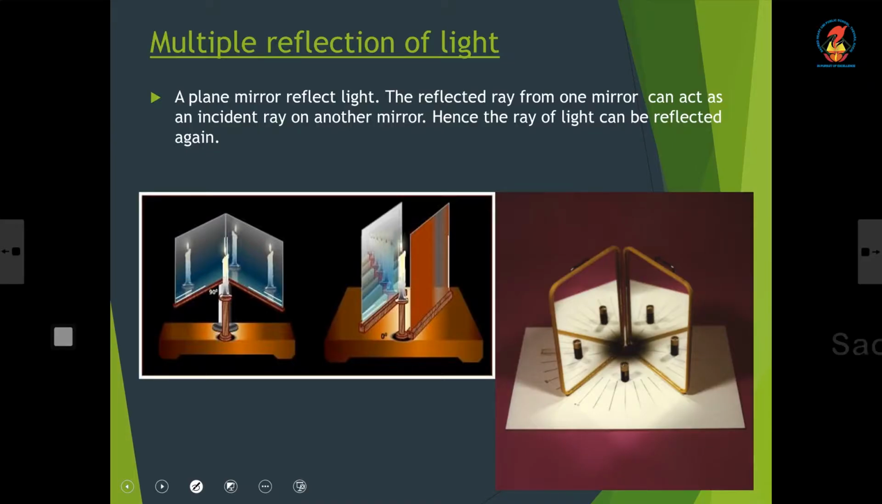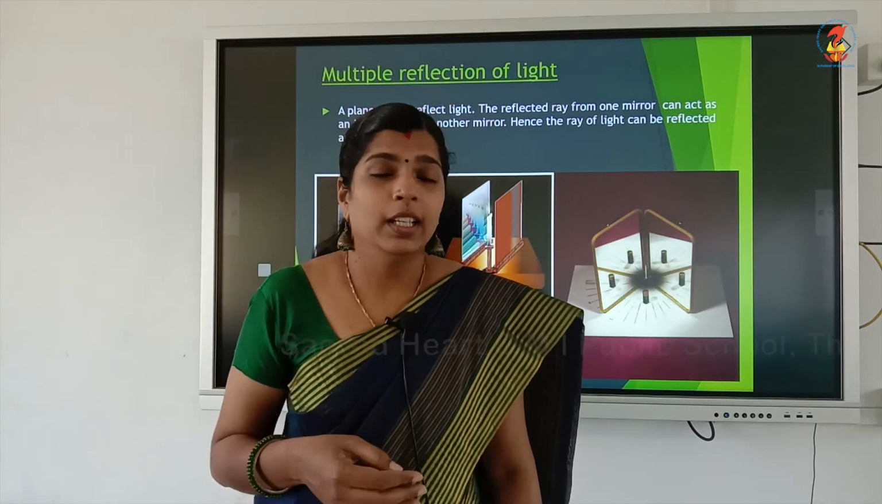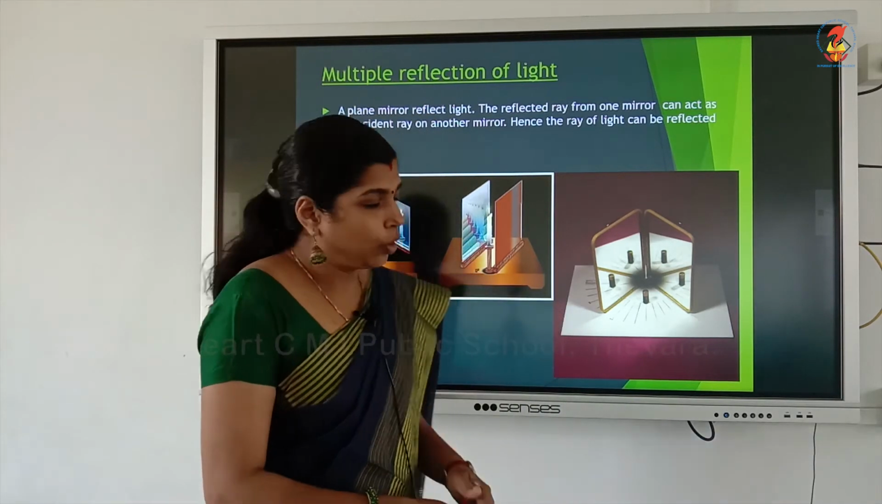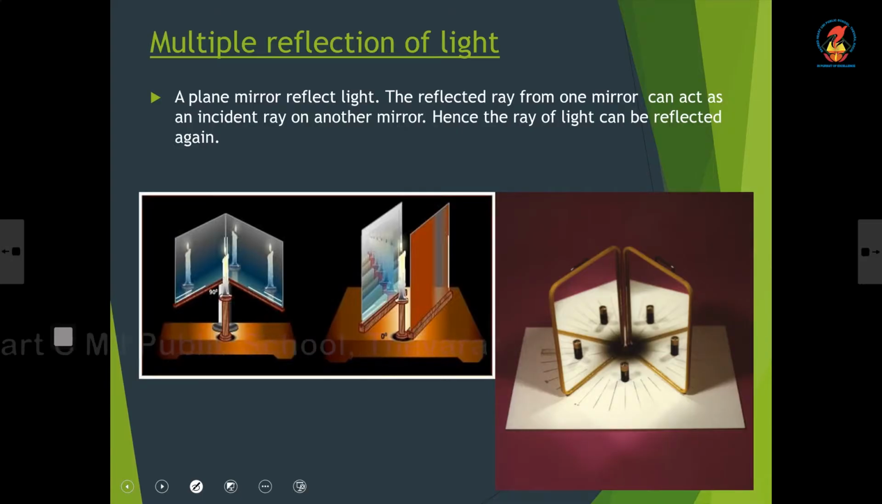Multiple reflection means the reflected light will be reflected again and again. That is known as multiple reflection. Here, a plane mirror will reflect the light. The reflected light from one mirror acts as incident light for another mirror. Hence, the ray of light can be reflected again.